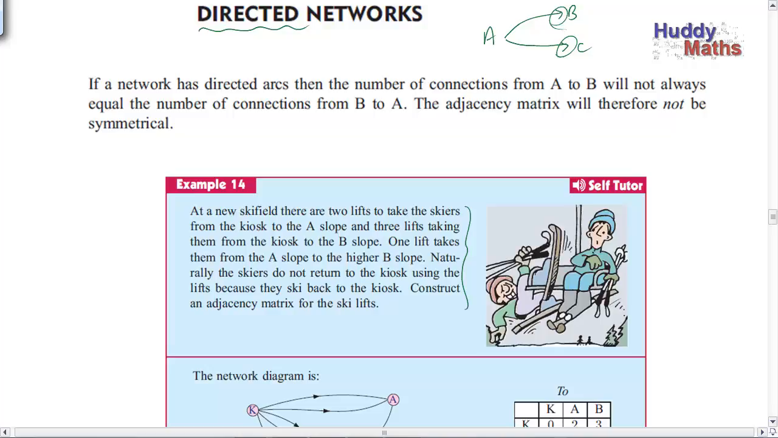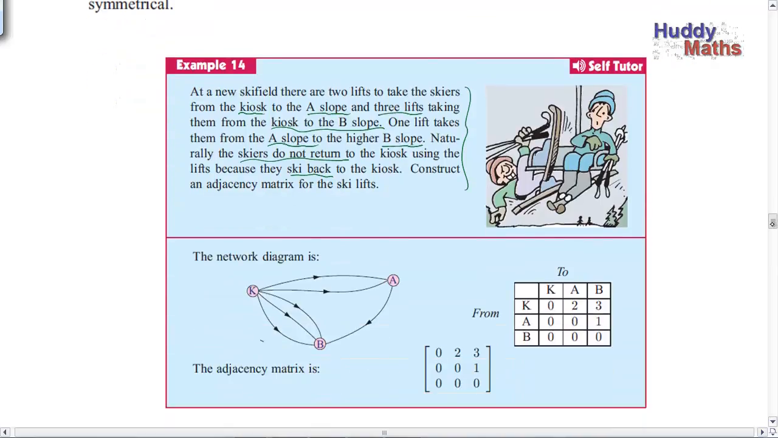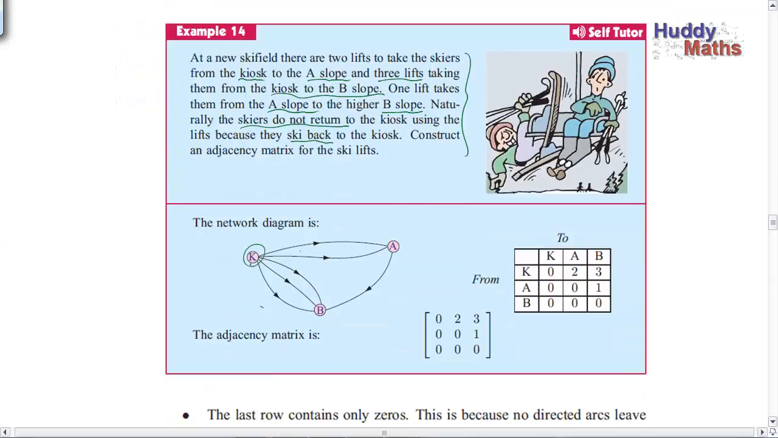Here we are. At a new ski field, there are 2 lifts to take the skiers from the kiosk to the A slope, and 3 lifts taking them from the kiosk to the B slope. One takes them from the A slope to the higher B slope. Okay, the skiers do not return to the kiosk using the lift because they ski back, so that's not a connection. Construct an adjacency matrix so you can see which way you can go more neatly, I suppose. So here we are, the kiosk, 2 to slope A, 3 to slope B, and 1 from A, the lower slope, up to the higher slope.